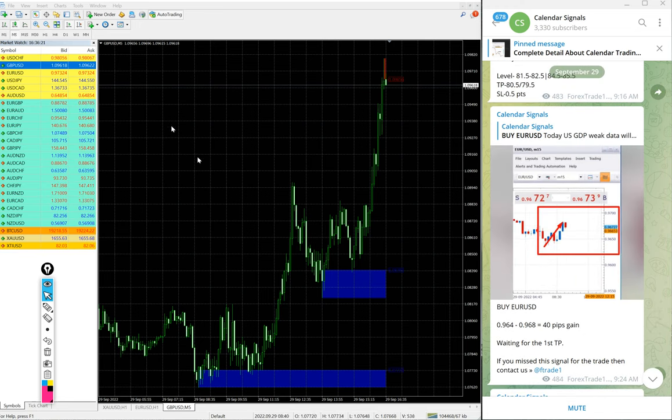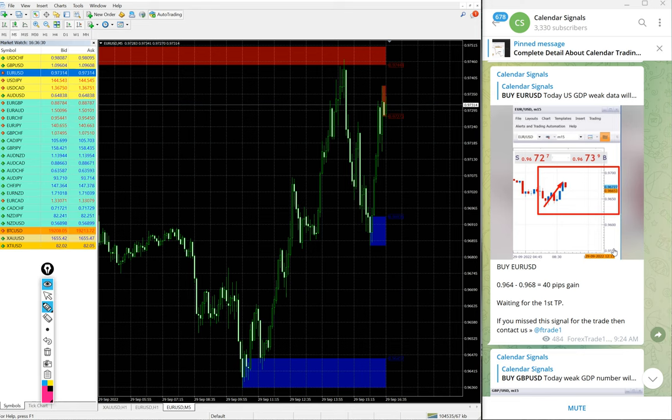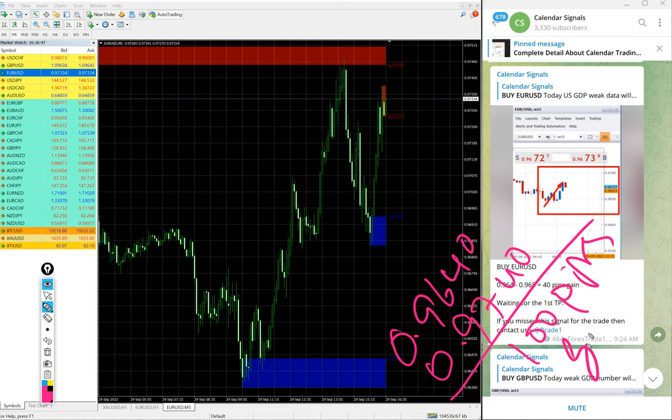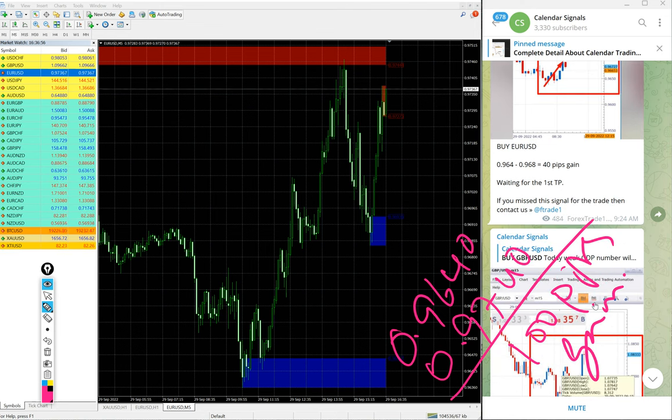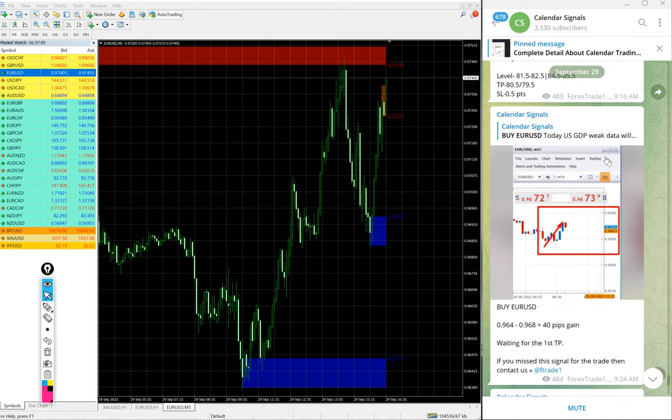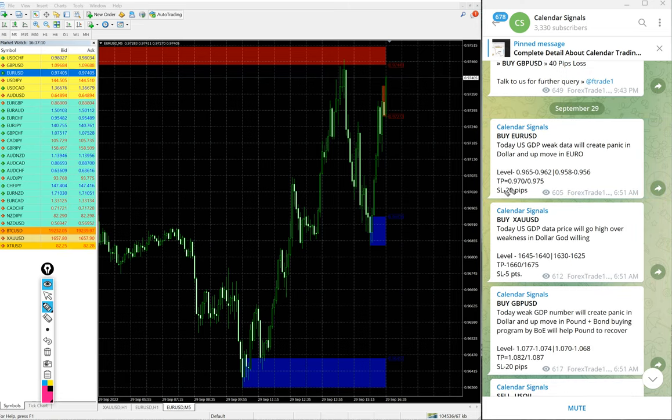After buy GBPUSD, buy EURUSD also performed. Here is the chart, buy EURUSD. Entry at 0.9640 and high traded 0.9740. 100 pips gain on EURUSD. Again, huge profit on the EURUSD signal as well. We mentioned 40 pips gain on EURUSD at 9:24 AM GMT. This is the signal given message. You see the target 0.97 reached and 0.975 about to reach. So both the targets done on the buy EURUSD signal as well.